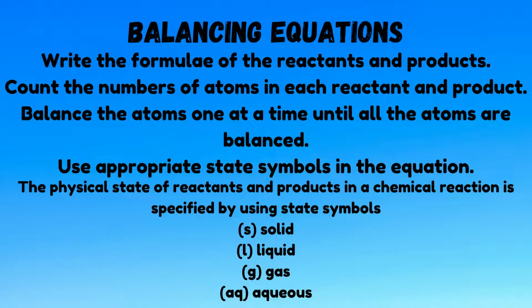How to balance equations. You write the formulae of the reactants and products, count the number of atoms of each reactant and product, then balance the atoms one at a time until all the atoms are balanced. Use appropriate state symbols in the equation. The physical state of reactants and products in a chemical reaction is specified by using state symbols. S for solid, L for liquid, G for gas, AQ for aqueous.